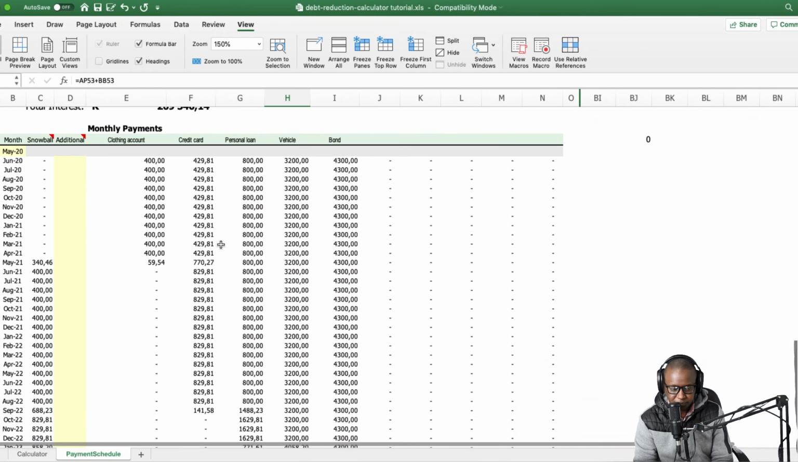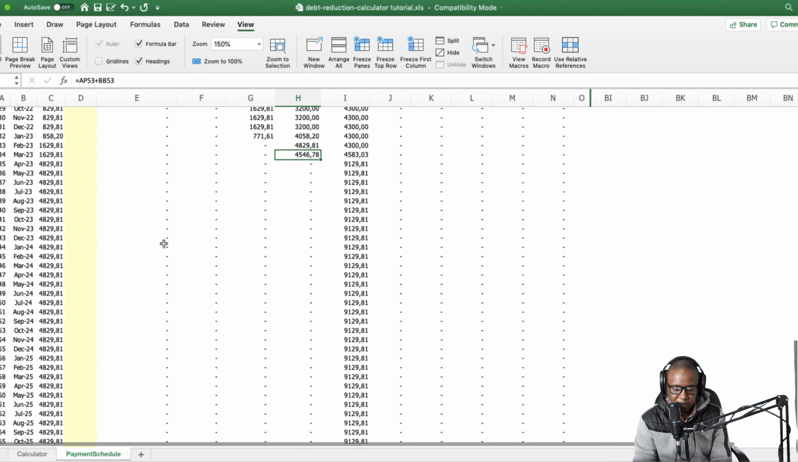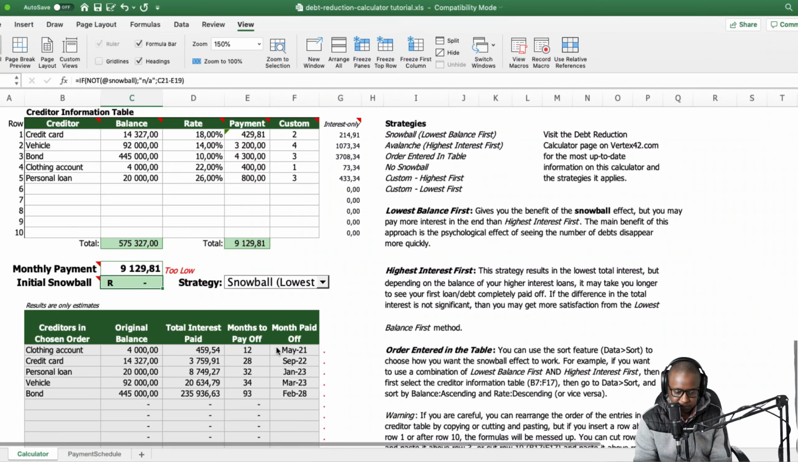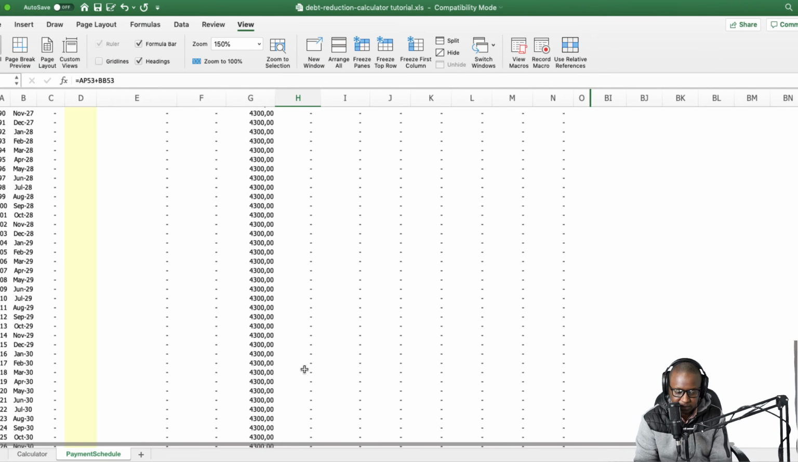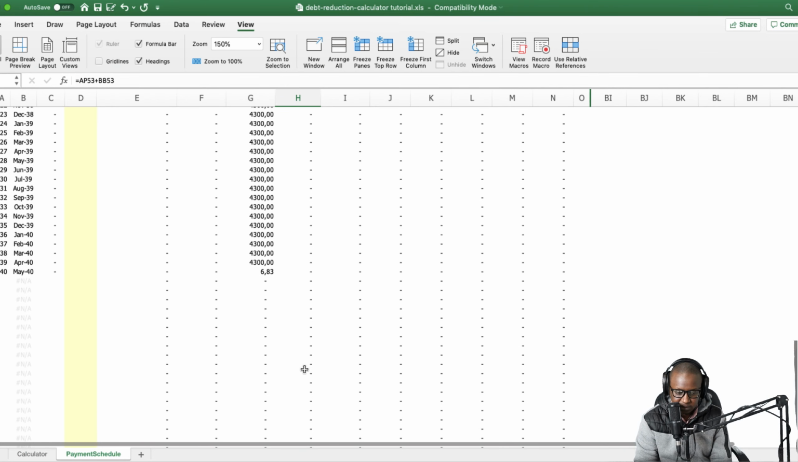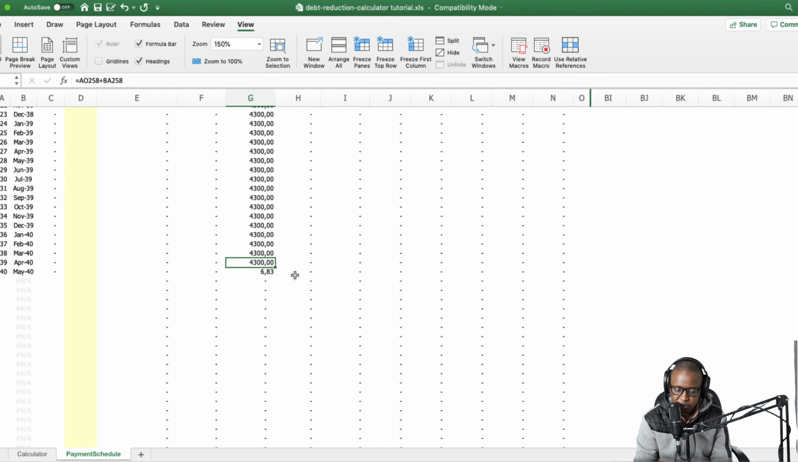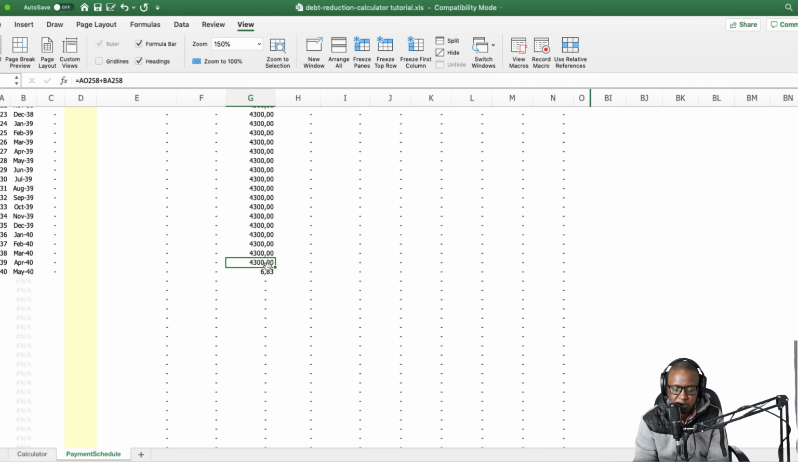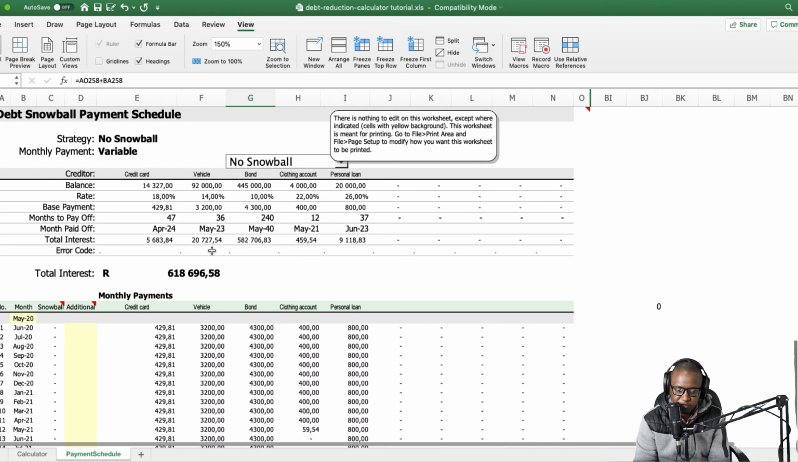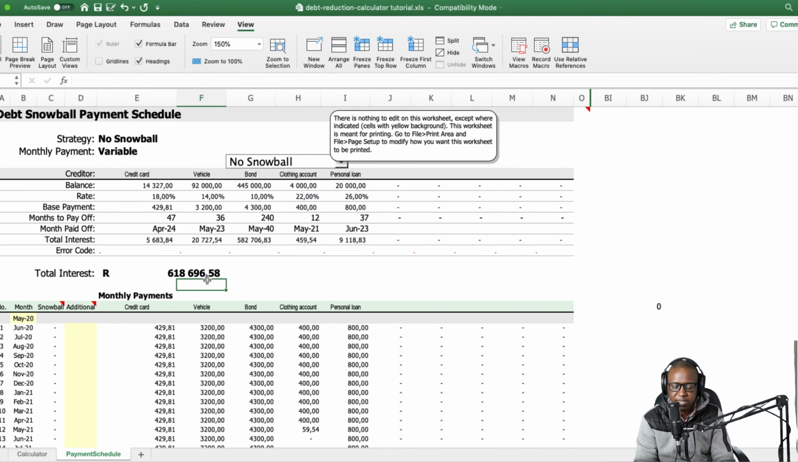You see here, your bond without the snowball method. Let me remove the snowball method. Without the snowball method, you will finish your bond in almost 20 years, I think. Yeah, I think because I put a small repayment, but it's fine. You finish your bond in 258 months. So in total, without the snowball, you'll be paying interest of 618,000. A lot of interest goes towards the bond.